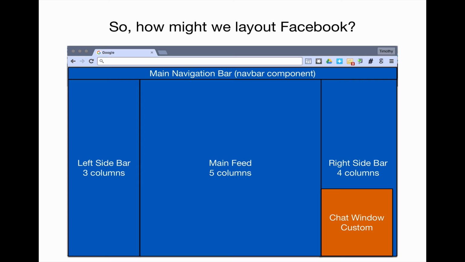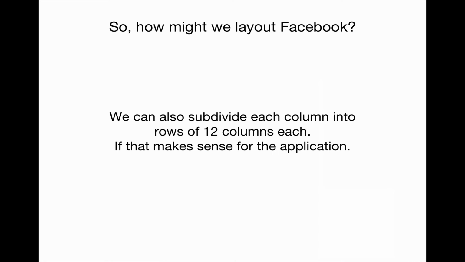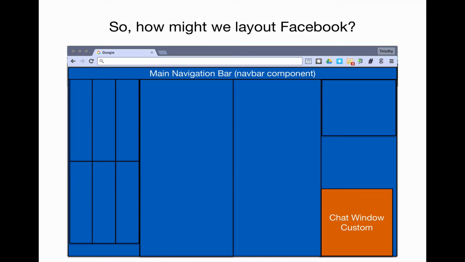It all depends on the design and how difficult it is to implement. We can also subdivide each column into rows of 12 columns each, if that makes sense for the application. So it's rather flexible in that within a particular column, you can subdivide that into 12 columns. So this is a nested structure. It just depends on what you're trying to accomplish.